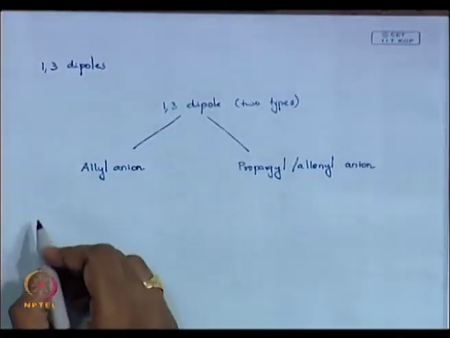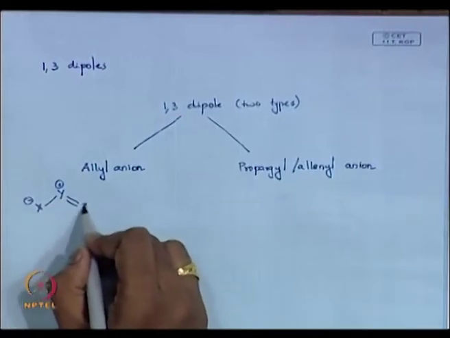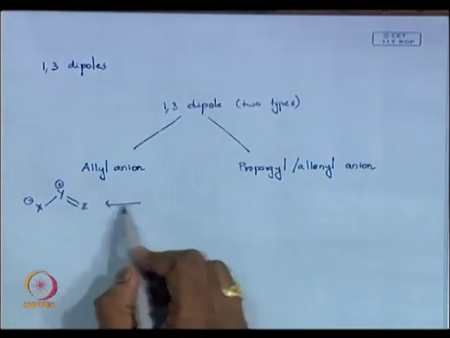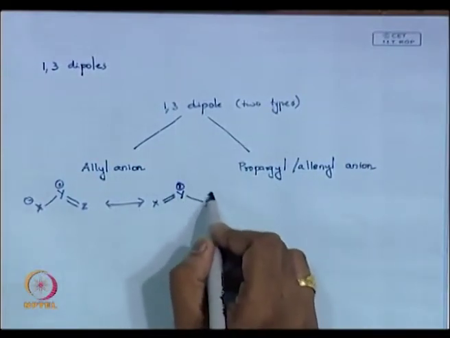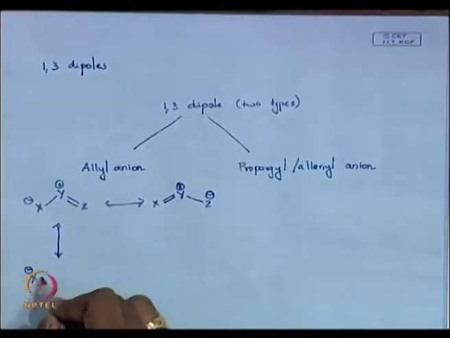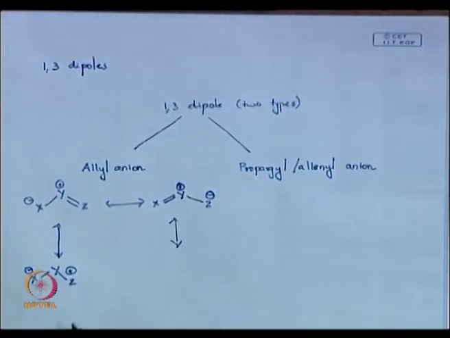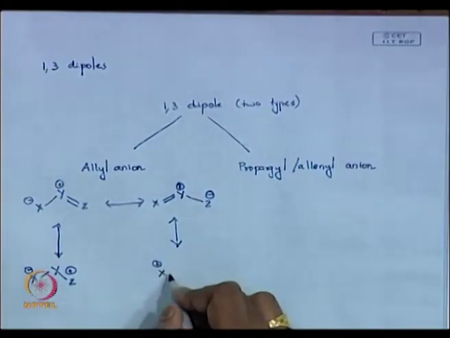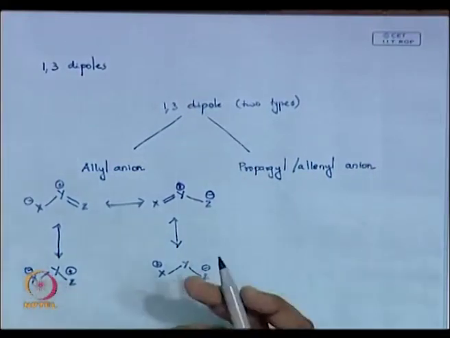If you want the general structure, you can have an X minus, you will have Y plus. Fine. This can be in equilibrium. You can write other resonance forms for this. You can write like this. For this, you can write X minus, Z plus. You can write for this X plus, Z minus. So, you can write resonance structures for this allyl anion, and you can see they are dipoles, okay, at the 1,3 positions. That is why we call them a 1,3 dipole.